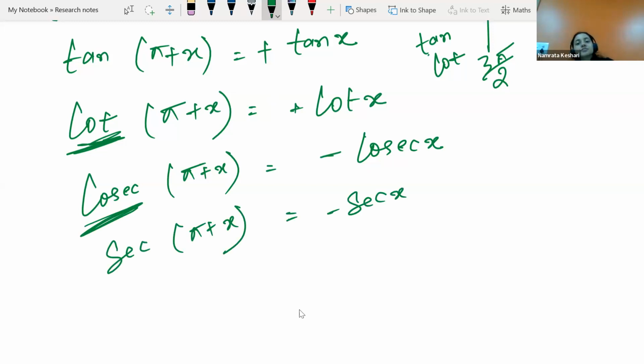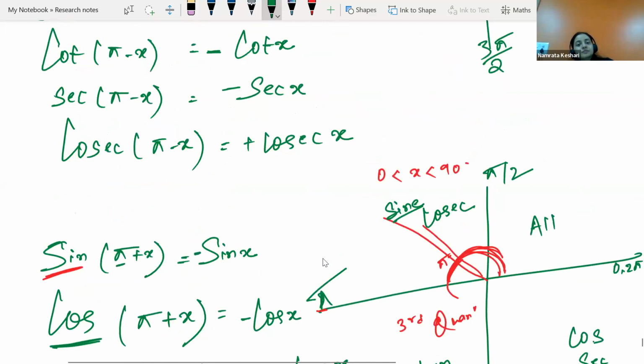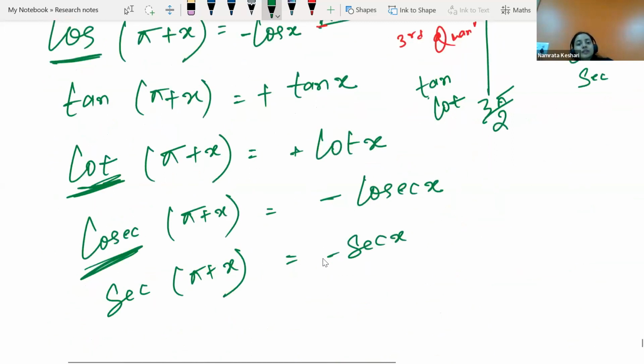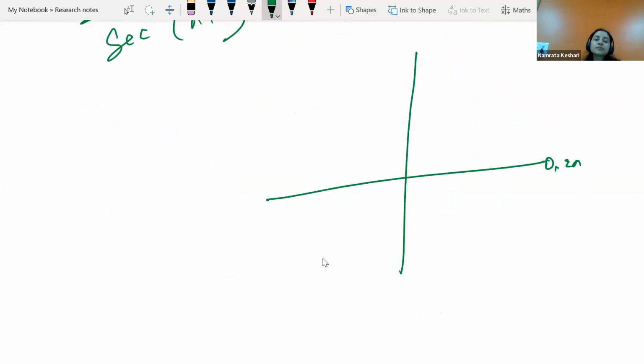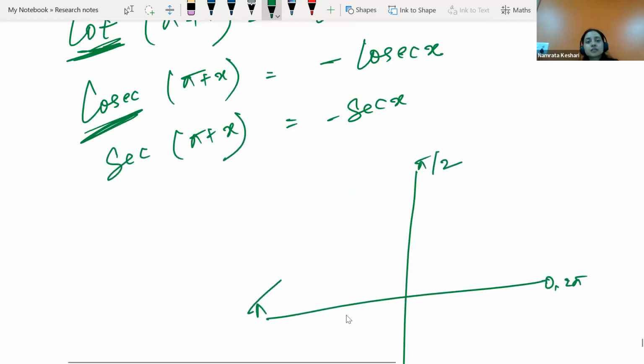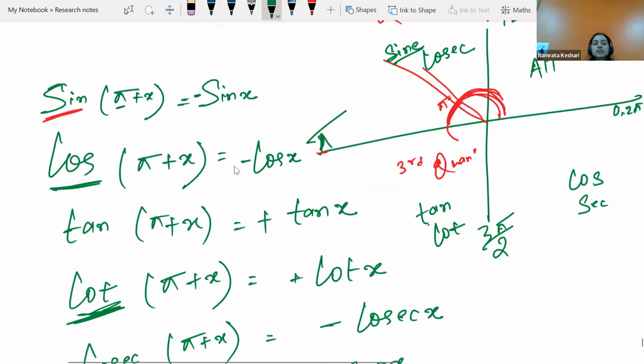Any confusion so far? No, right? Let's continue. Ma'am, why were sine and cos negative? Sin pi plus x and cos pi plus x, both are negative.